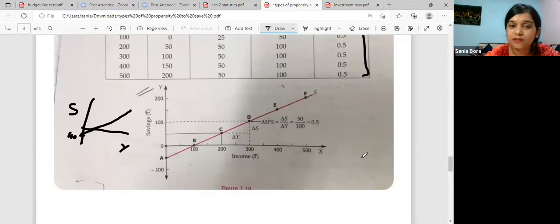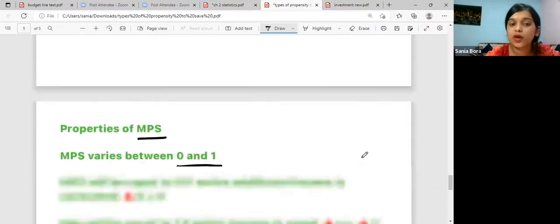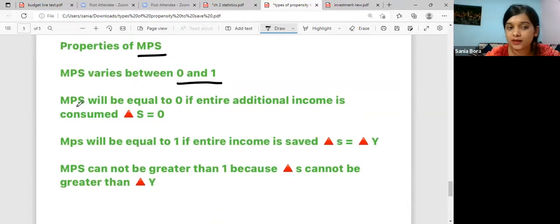So, now the question is, ma'am, when will our MPS be 0 or when will our MPS be 1? MPS is basically savings. So, your MPS will be 0 when your change in savings is 0, right? MPS means addition. So, when you are going to use your entire additional income in consumption, at that moment your savings are 0 because you are using your additional income on consumption. That means your savings are 0. So, automatically, your MPS will become 0.